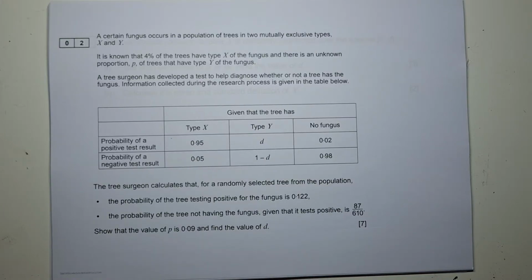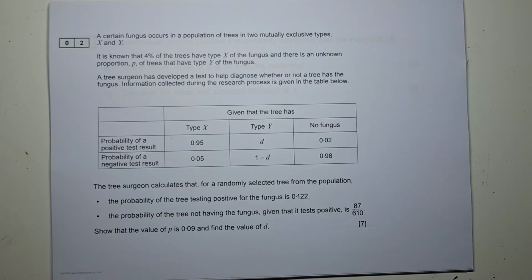Question 2. This one is not the most straightforward. It's quite wordy and we've got to figure out what's going on. Okay, we've got a fungus occurring in a population of trees in two mutually exclusive types. 4% of trees have got type X. There's an unknown proportion P of trees that have type Y.